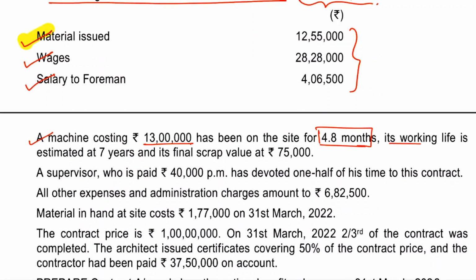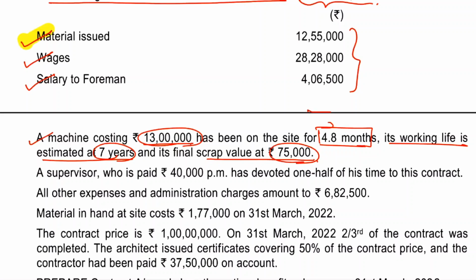4.8 months. Its working life is estimated as 7 years and scrap value is this. 13 lakh minus 75,000, this will be your scrap value. You will get net cost. And net cost, how many years life is? So divide by 7, you will get 1,75,000. But if nothing is mentioned, you will take 9 months of depreciation. But it is specifically mentioned that we have used this machinery only for 4.8.